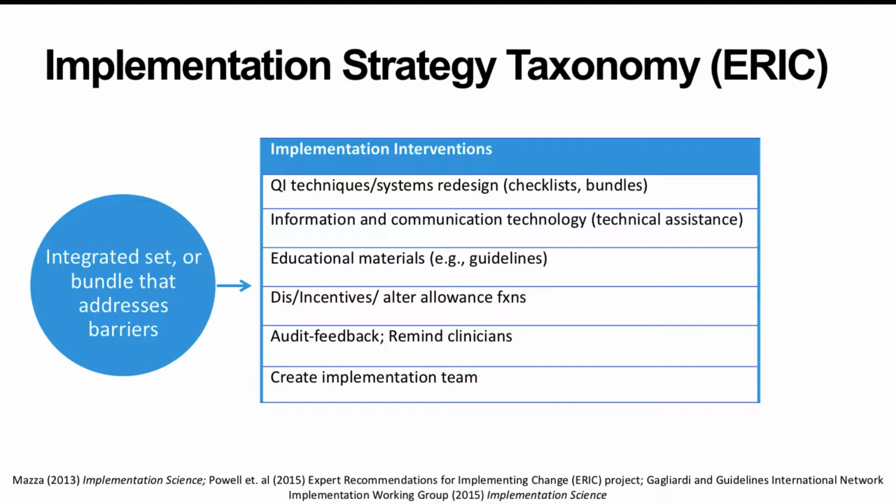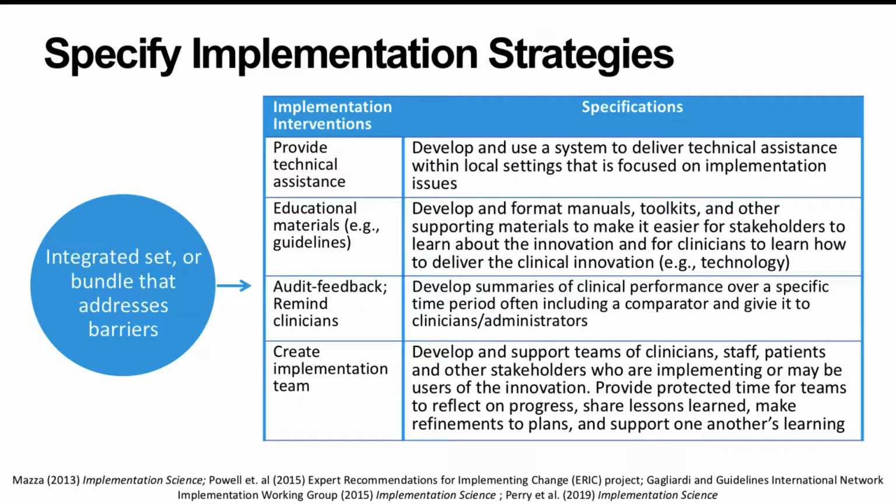There's increasingly been a movement towards defining implementation strategies as an integrated set, bundle, or package of discrete implementation interventions, ideally selected to address specific identified barriers to implementation success. Taxonomies like those put forth by the ERIC project now offer a shared language around implementation strategies. A few frequently used ERIC strategies include education, incentives, and audit and feedback. Recently, there has also been a movement towards better specifying these strategies. For example, what does creating an implementation team entail?